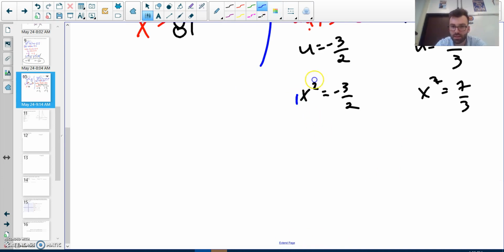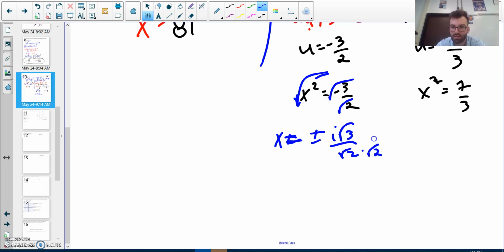Square root both sides. x equals plus or minus, and now I'm going to have an i. I have i root 3 over root 2. Remember, you can't have a radical on the bottom, so I must rationalize my denominator. So I'll have times root 2 over root 2. So my answer will be plus or minus i root 6 over 2.